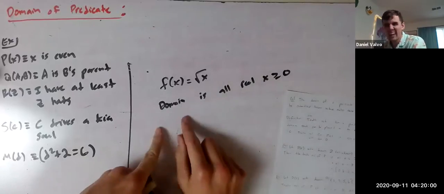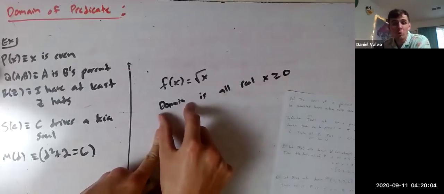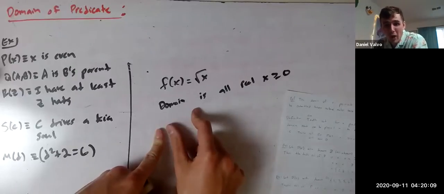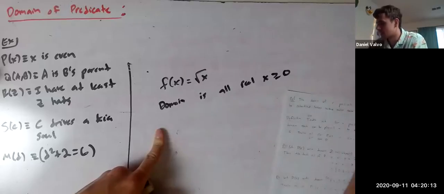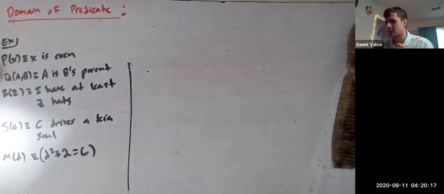And so the domain is just the things you're allowed to plug into the function. And by allowed, I don't mean allowed by the universe. I just mean it's made up by people so that it makes sense. So I'll say the domain of predicates is exactly the same.